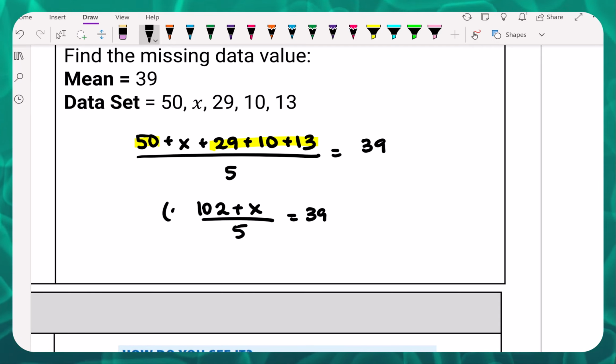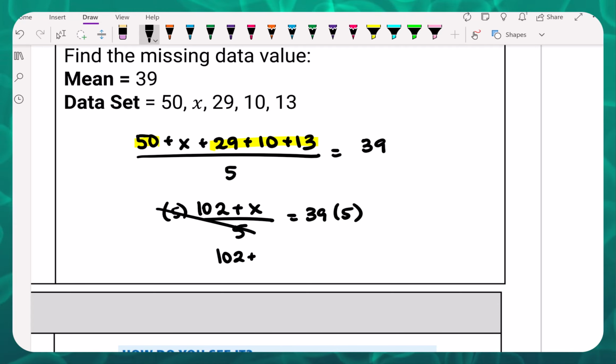And then I'm going to go ahead and get rid of the 5. A really common mistake people make when working these problems out is that they forget to divide by 5. They'll divide by 4 because they're like, well, I know 4 of them, but you actually have 5 numbers in your set. Just one is unknown. So be really careful with that. And then all you've got to do is finish up the problem, subtract 102, and you get 93, and that's your missing number.